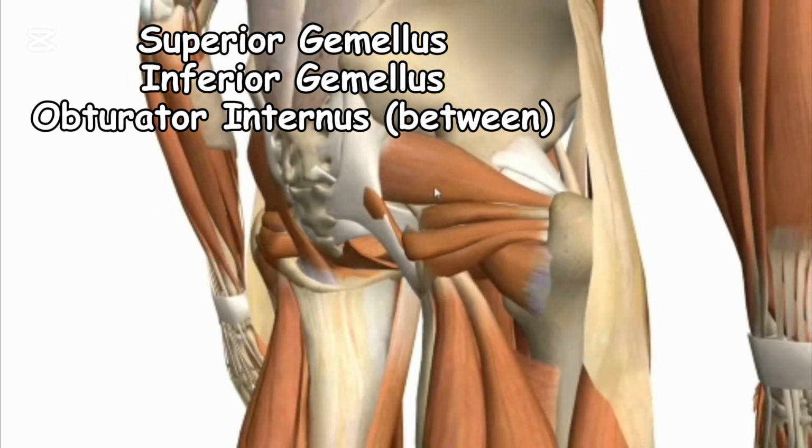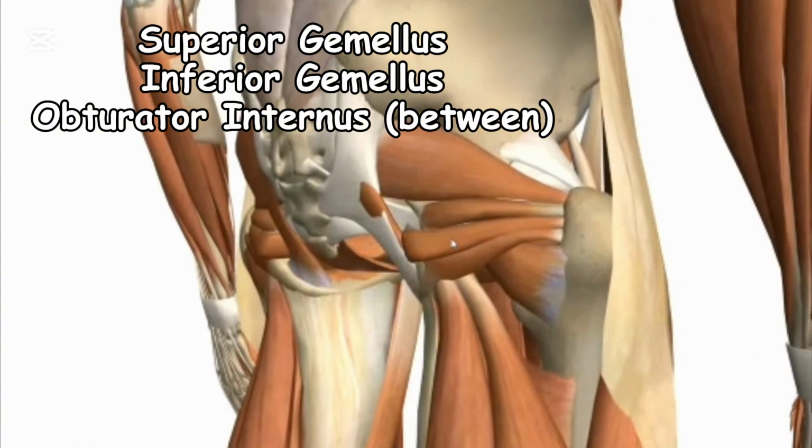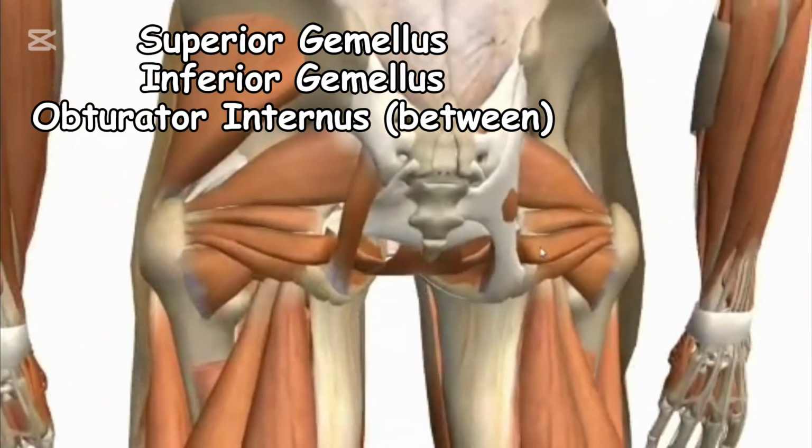Obturator internus. Origin, pelvic surface of the obturator membrane and surrounding bone. Insertion, greater trochanter of the femur, medial surface. Superior gemellus. Origin, ischial spine. Insertion, greater trochanter of the femur, medial surface.